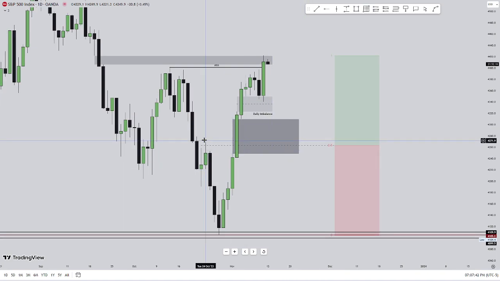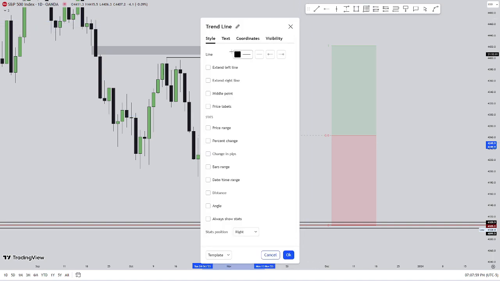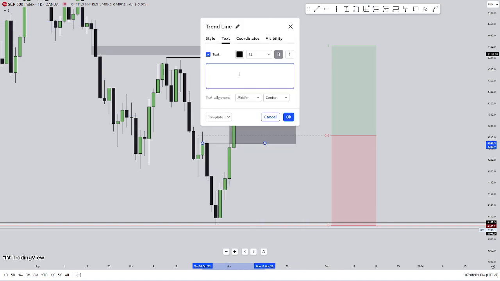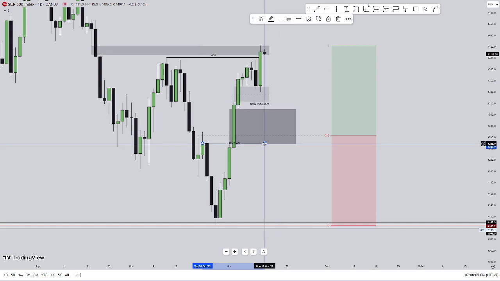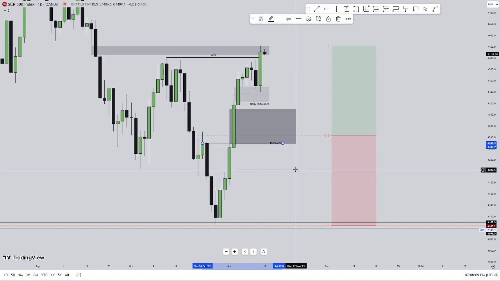And then you also have a bearish order block right here, which is now considered a breaker block. So this right here is a breaker. You can even mark the opening price right here. Boom. Text. We'll do breaker. And we'll do this to the right.